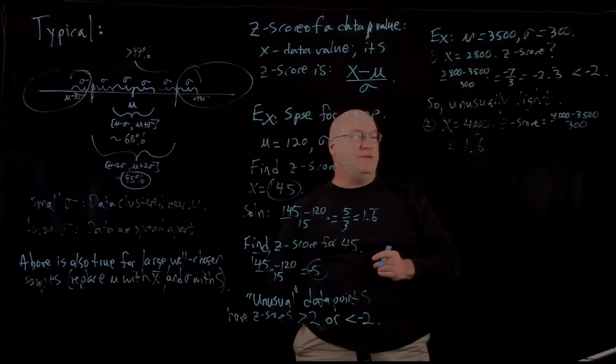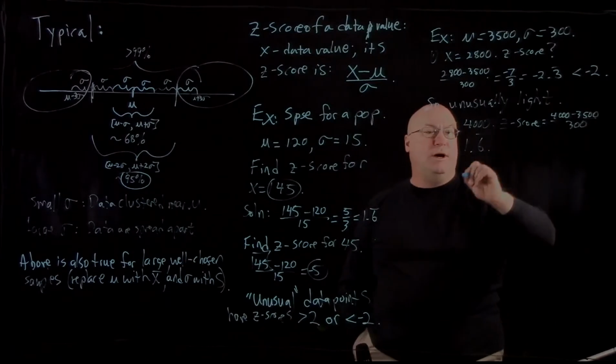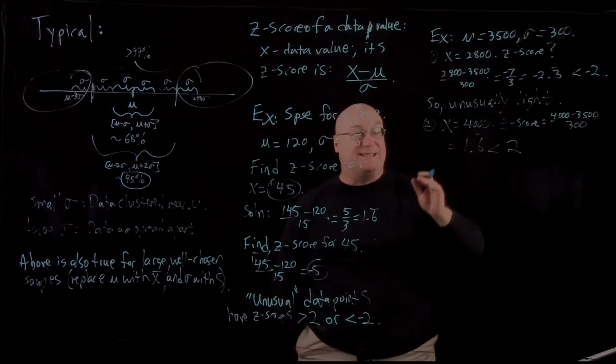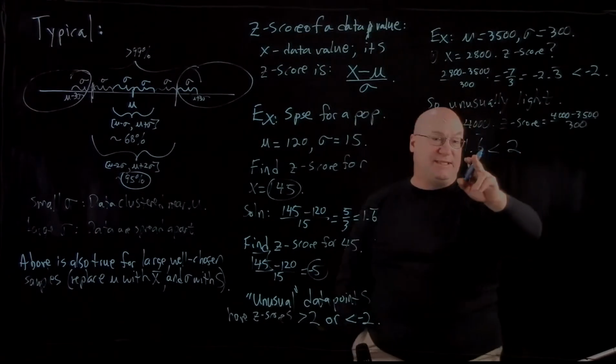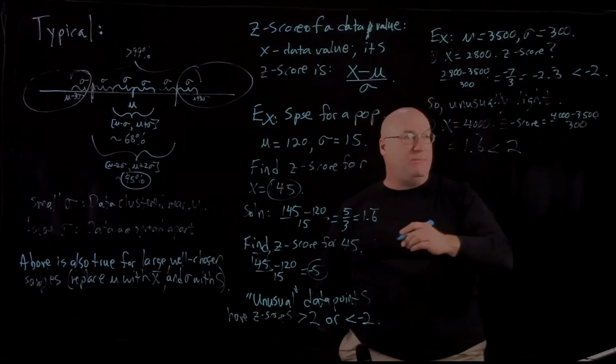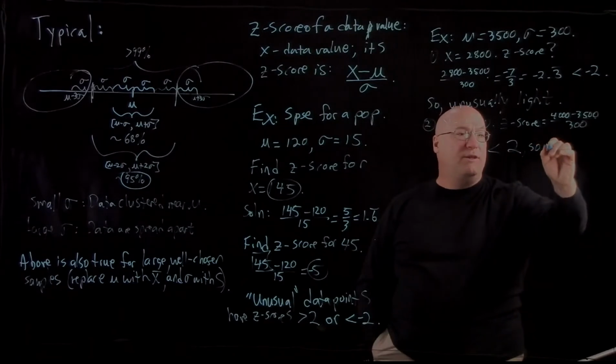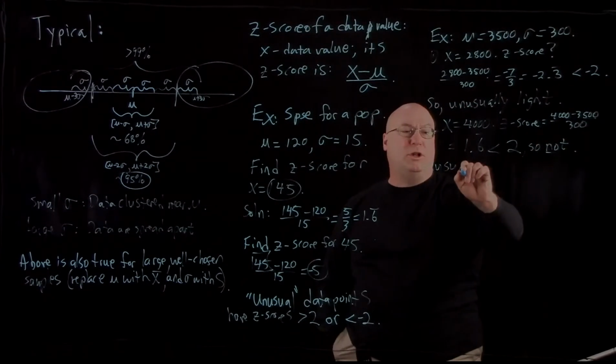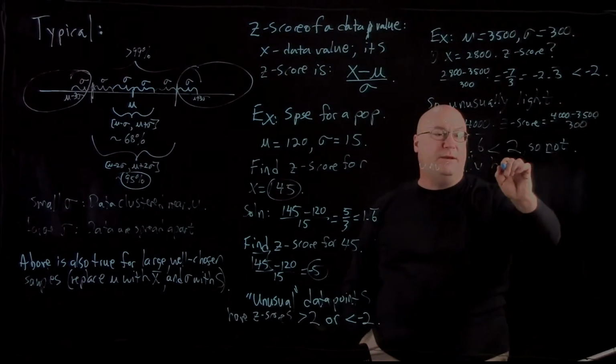Repeating, I think it works out to be 5/3. So that is less than 2, right? It's a positive z-score. It's big, but it's less than 2. So this is less than 2 standard deviations bigger than the mean. So by this criterion, it's not unusually heavy.